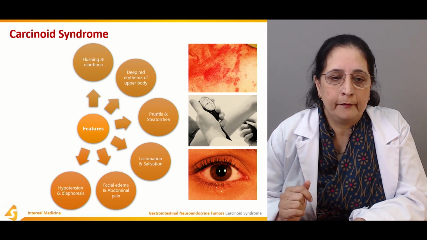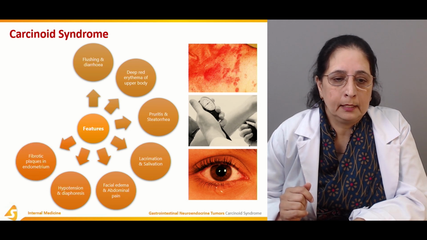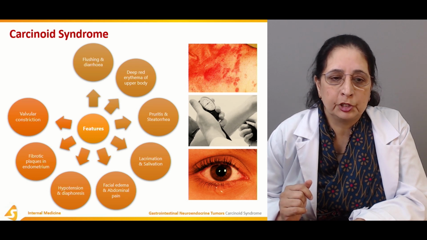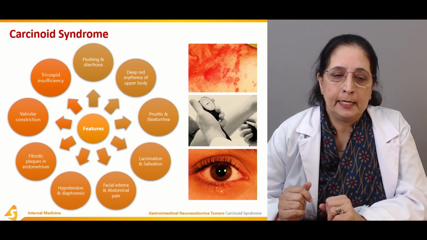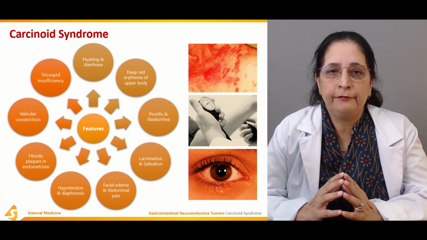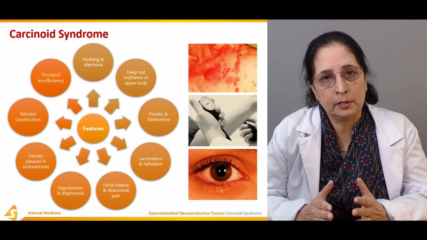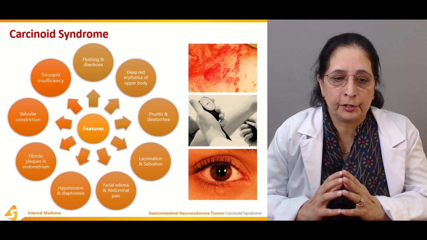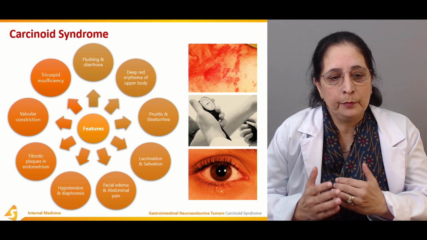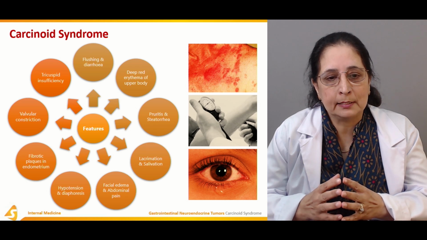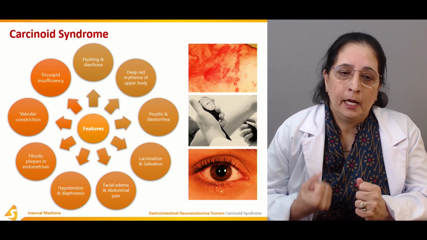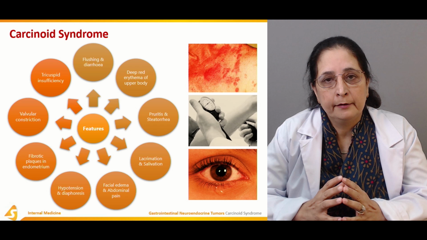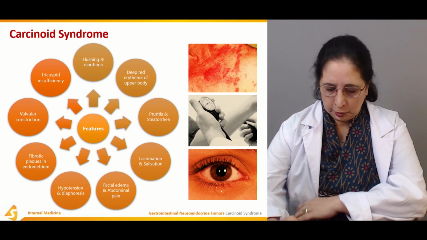Hypotension and diaphoresis. Fibrotic plaques in endocardium. Valvular constriction and tricuspid insufficiency. So these are the features associated with carcinoid syndrome, and it also affects the heart. There is decreased blood pressure, fibrotic plaques are present, constriction of the valves, and tricuspid insufficiency is associated. So these are the features of carcinoid syndrome.